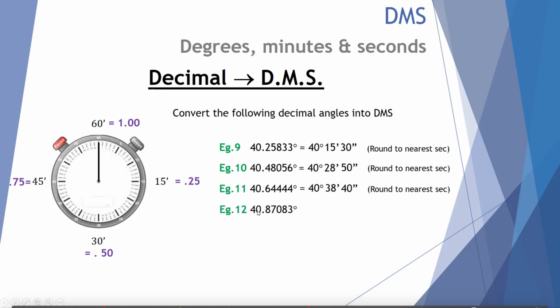And our final example is 40.87083 degrees. That's 40 with a leftover of 0.87083 times by 60 gets me 52.248 minutes. Now that decimal of a minute, the 0.2498, if I times that by 60, that will give me the corresponding seconds. So it's very, very close to 15. It comes out to 40 degrees, 52 minutes, and 15 seconds.